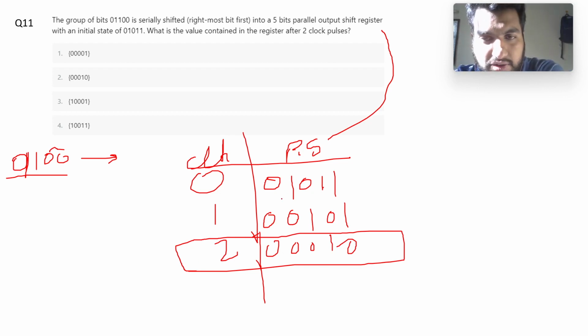So see, initially it was 0 1 0 1 1. This register output from the serially shifted register goes into this, and this 0 comes here, and right shifting occurs, and it will be 0 0 1 0 1, and then the other 0 comes, and it will be 0 0 1 0. So 0 0 1 0 will be my correct answer.